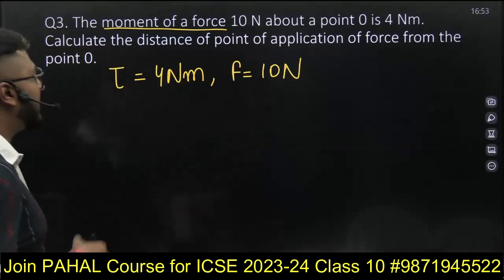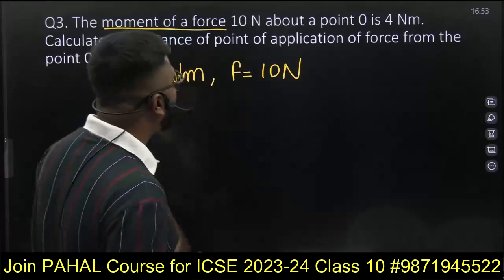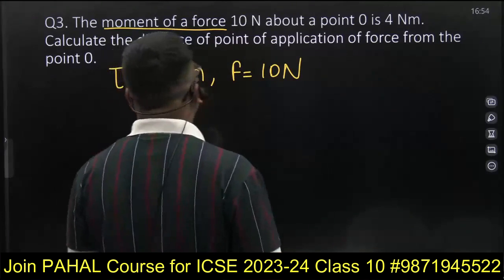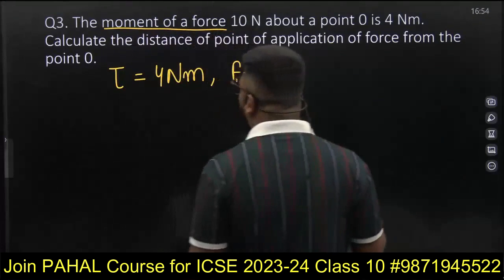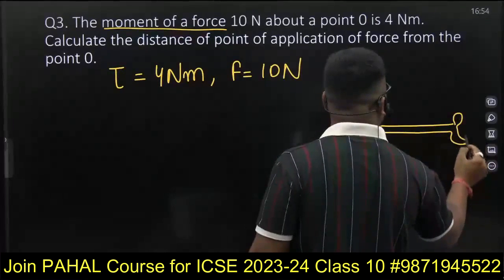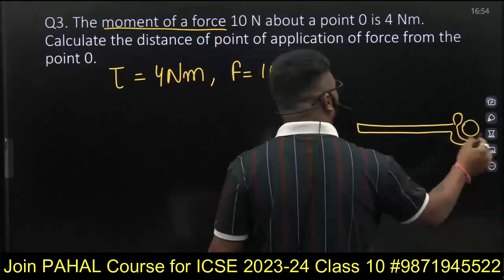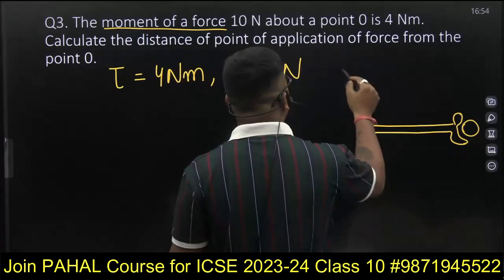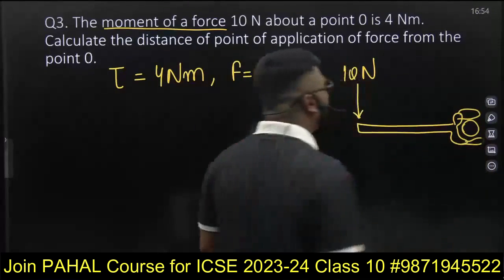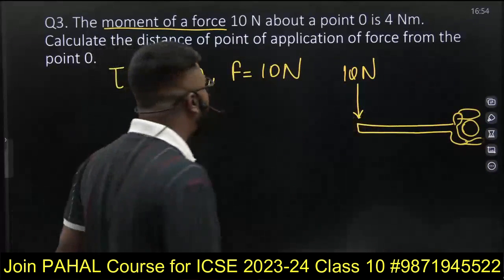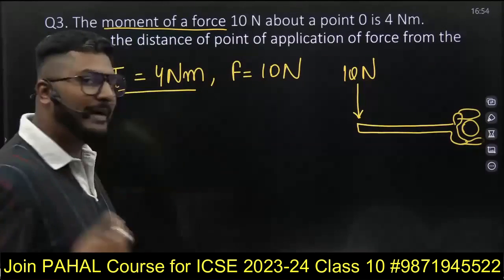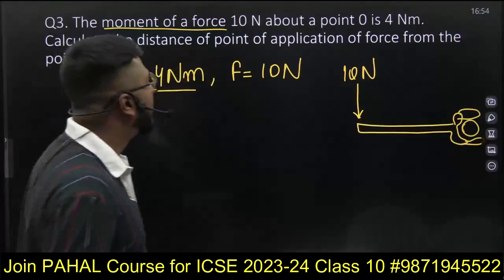Now what they are asking us is that the moment of a force of 10 Newton about a point O is 4 Newton meter. Calculate the distance of the point of application of force from the point O. So let's say we are applying a force over here, right? We are applying a force which is equal to 10 Newton and we are trying to rotate this bolt, right? So we are applying a force of 10 Newton over here and the torque that is produced by applying this force of 10 Newton from point O.